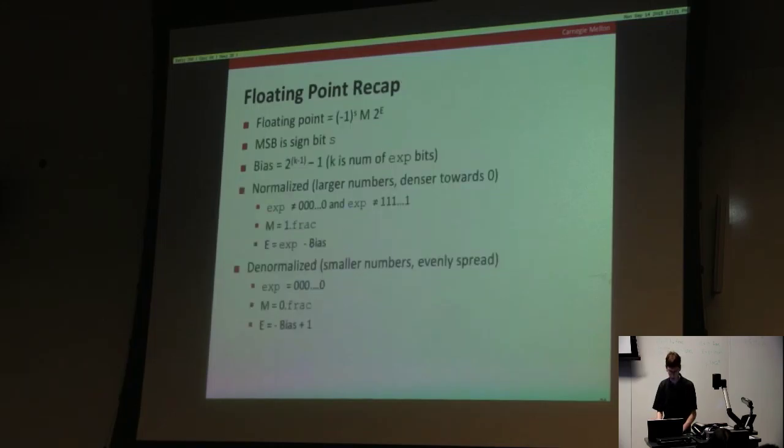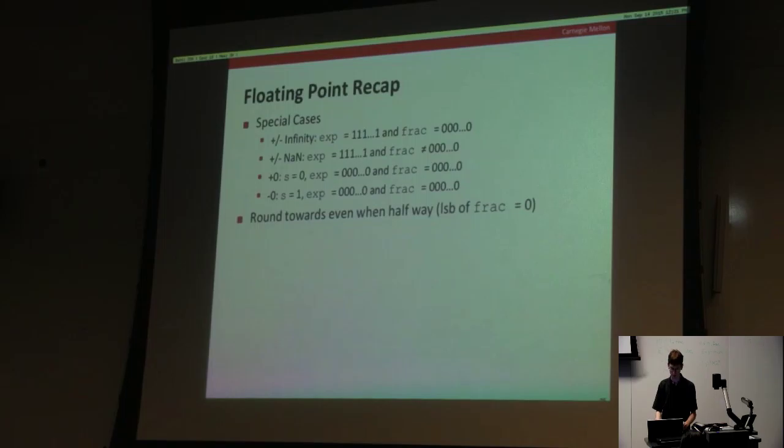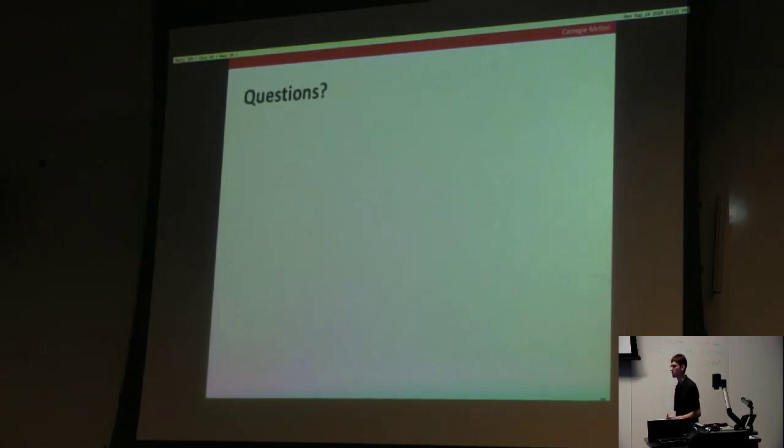Okay, so here's a recap of what we talked about. Same stuff I wrote on the board. Formula for floating points. Most significant bit is the sign bit. Then the bias. Normalized is when the exponent is not all zeros or not all ones. Denormalized is when the exponent is all zeros. If the exponent is all ones, that's one of the special cases. Normalized, we've got 1-point frac and exponent minus bias. Denormalized, we've got 0-point frac and bias plus 1, or negative bias plus 1. And then here are the special cases. We've got plus and minus infinity, not a numbers, and you've got positive and negative 0. Always round towards 0. So any questions?